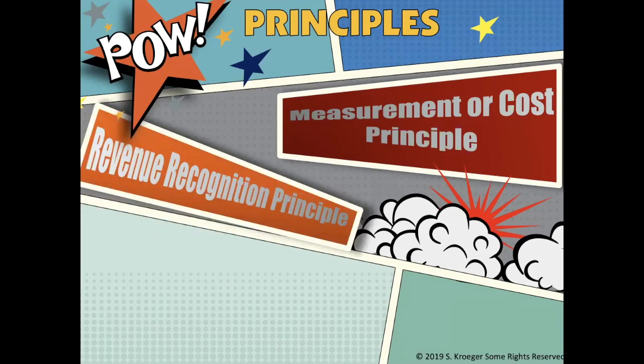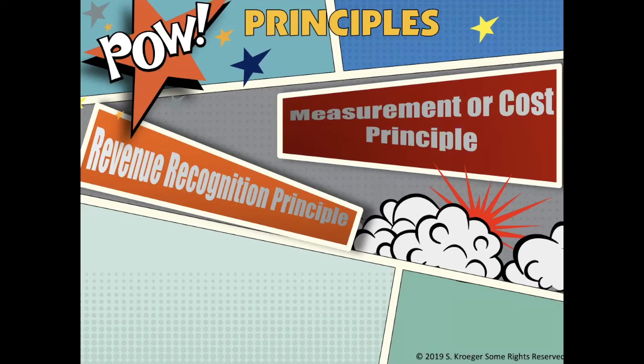Next, we have the revenue recognition principle. This recognizes revenue when it is earned, not when received in cash necessarily. For instance, this is how we're going to do all of our journal entries. If we make a sale and someone pays us later, we're still going to recognize the sale when we performed the service or gave them the product.